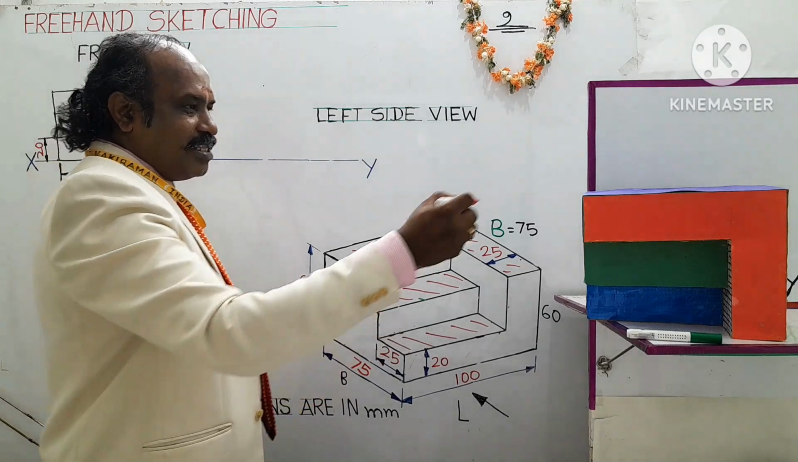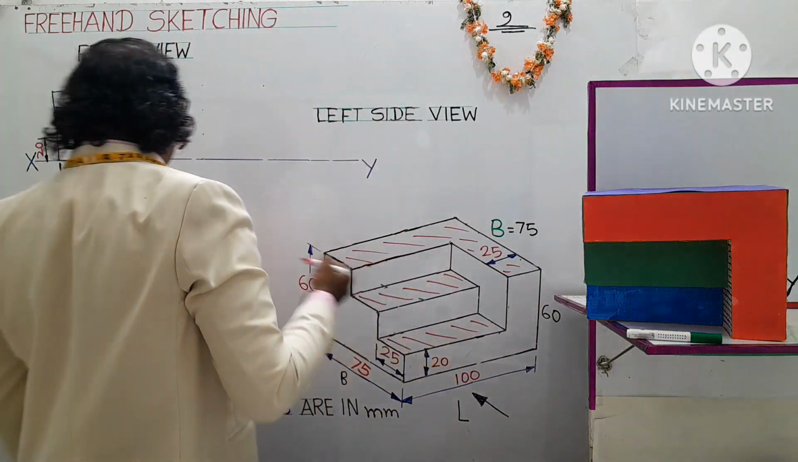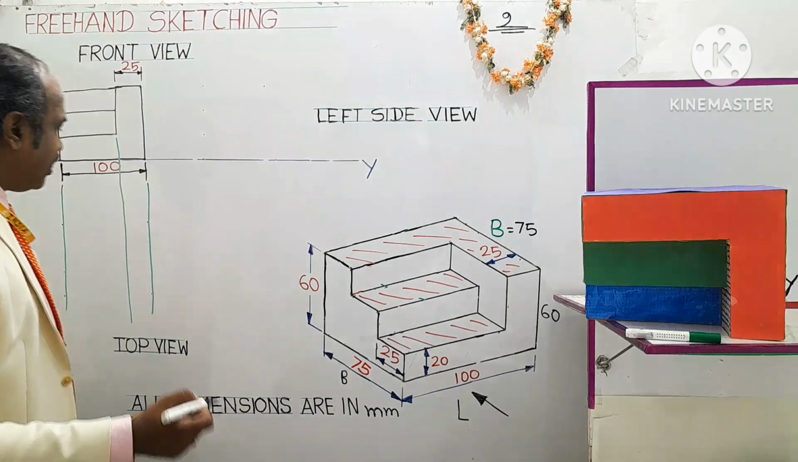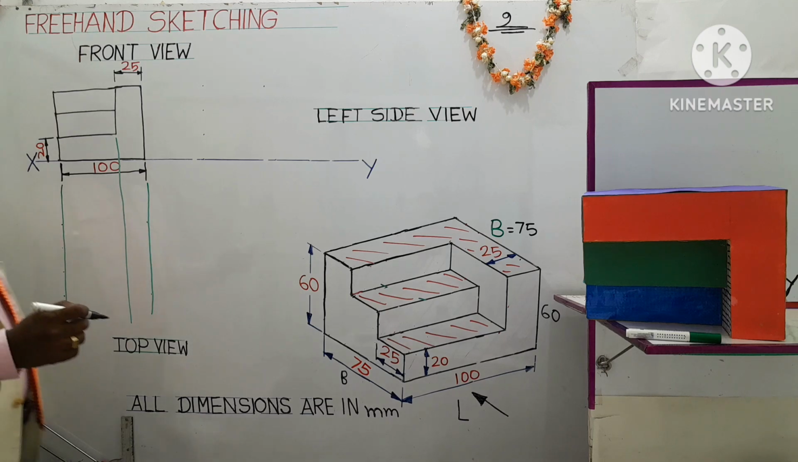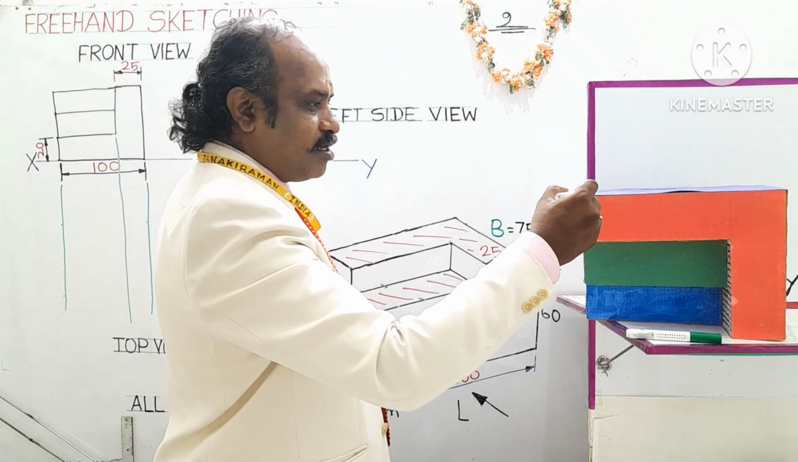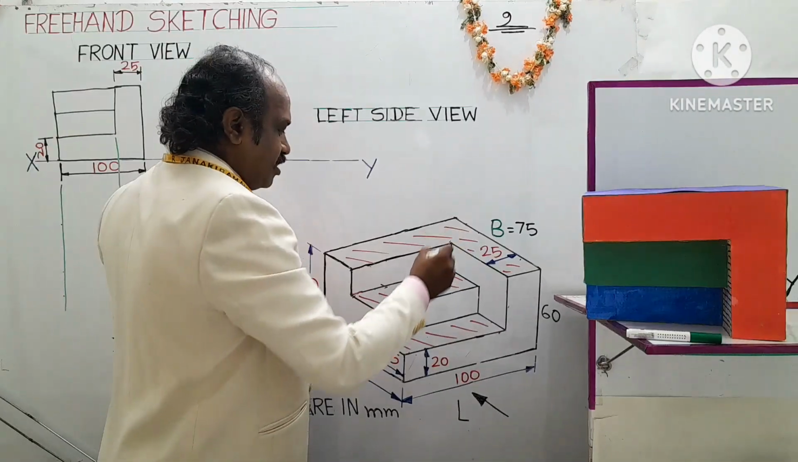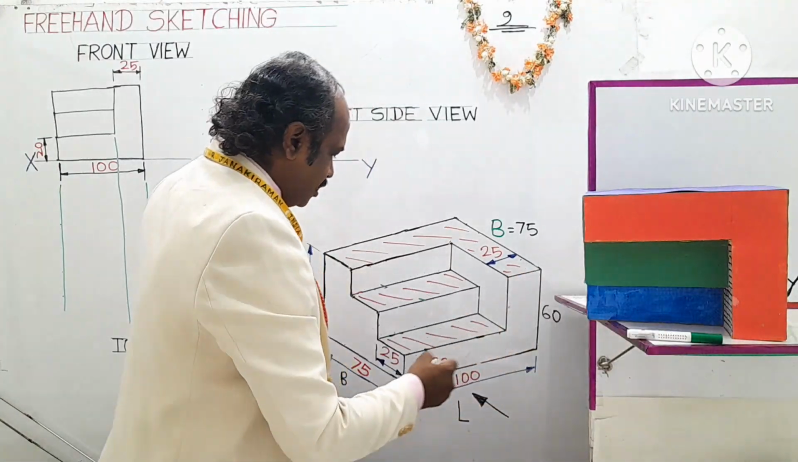So now the length is the same as the front view length. Okay, the front view length, the same will come. Take your HB pencil and draw the various edges. So this upper edge is the length of the object. This is the edge. Okay, the base edge, this is the edge.